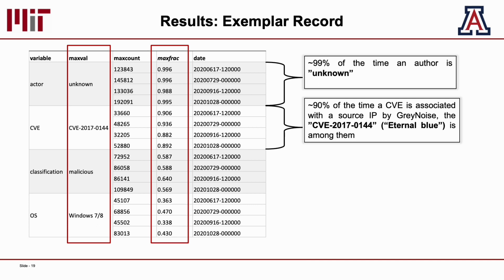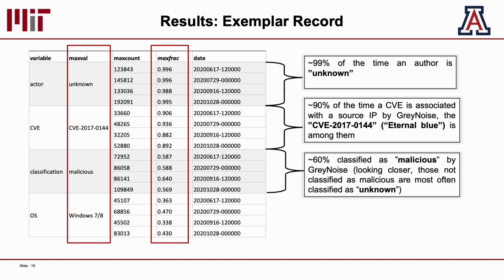CVE lists publicly known vulnerabilities in devices with related information. Records classified as benign or unknown do not have a CVE value, while each malicious record may have 0 or more CVEs associated with it. A single exploit is being used 90% of the time, that is CVE-2017-0144, referred to as EternalBlue. Internet traffic communicates through packets. Those packets are classified as unknown, benign, and malicious by GreyNoise.